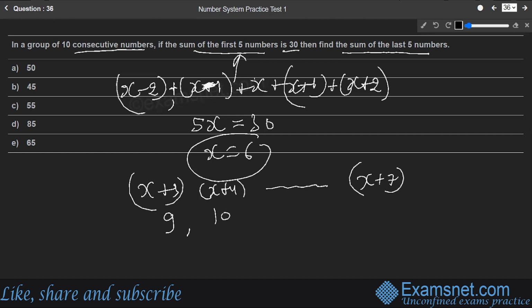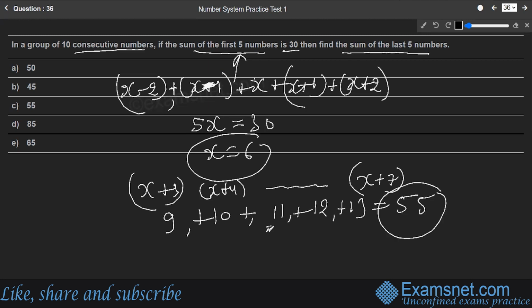It will be 9, then 10, next will be 11, next will be 12, and next will be 13. If you add them together, it's going to be 19 plus 11 is 30, plus 12 is 42, plus 13 is going to be 55. That's what he has asked for. The sum of the last 5 numbers is 55, and the answer is available in option C.